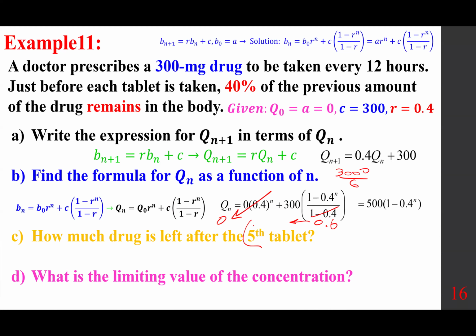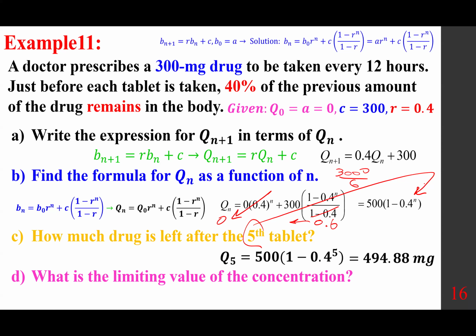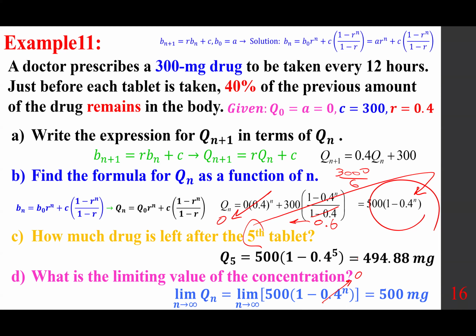So if you want the fifth tablet, put n equals 5 here, put it into a calculator, evaluate it, you get 494.88 milligrams. You want the limit, take the limit of this expression. When you do that, I hope you remember that this one is between -1 and 1 and goes to 0. So the answer is 500 milligrams, which means it is safe.